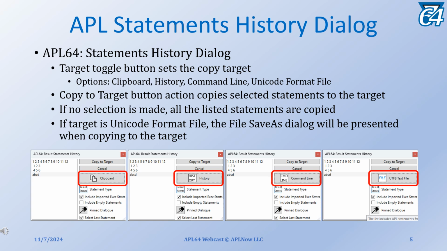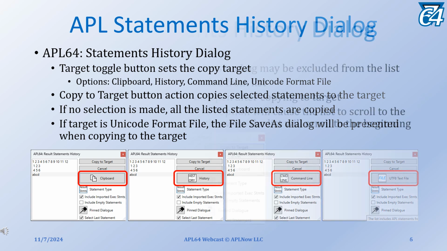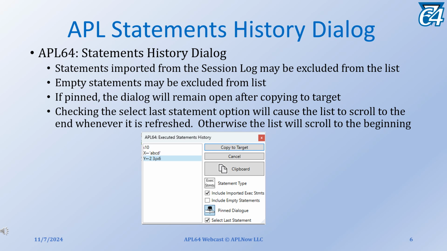If the copy target is the UTF-8 text file, the file Save as dialog will be displayed when the copy to target action is invoked. The dialog includes an option to include or exclude statements imported from the session log. The dialog includes an option to include or exclude empty statements from the list.